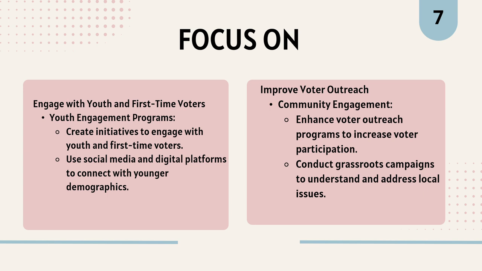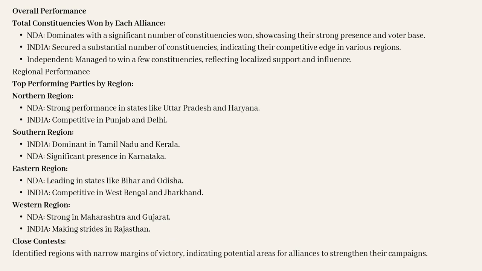And this is the overall performance I have analyzed by creating dashboards and graphs. The first one is total constituencies won by each alliance: NDA, INDIA, and independent. The description is given here. And regional performance is also mentioned here: in the north region what the performance is, in the south region who is dominating, and in the eastern and western regions and all. Also, for close contests, I have marked narrow margins of victory and indicated potential regions.